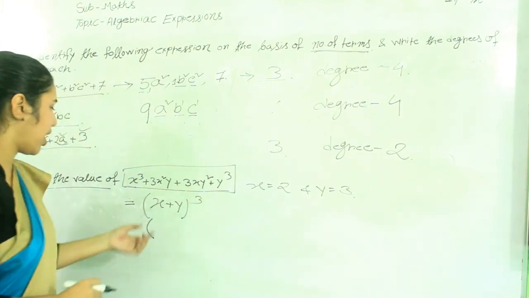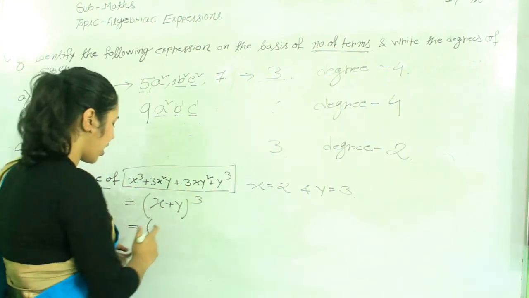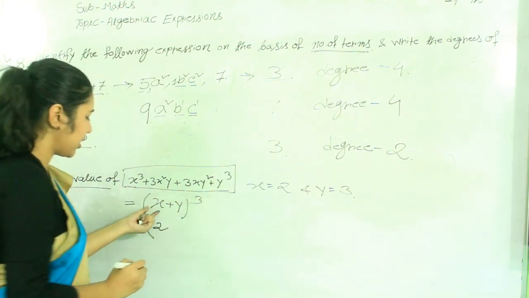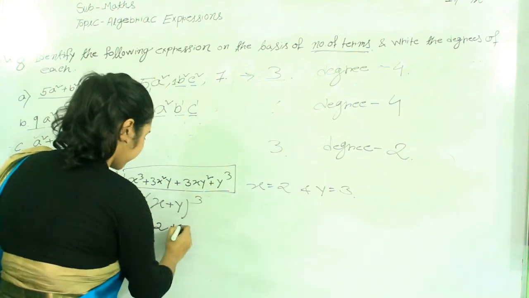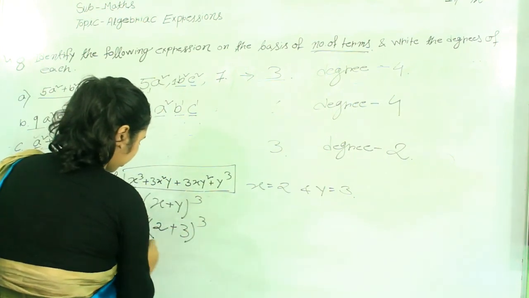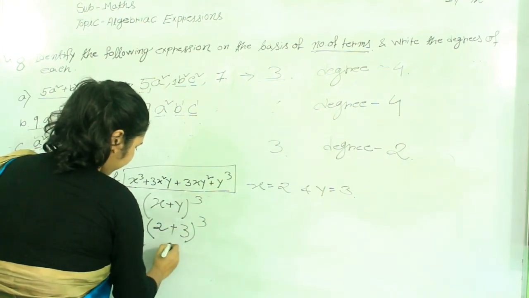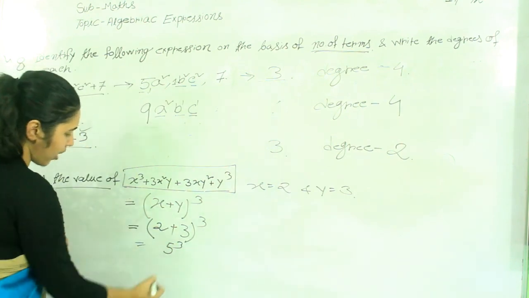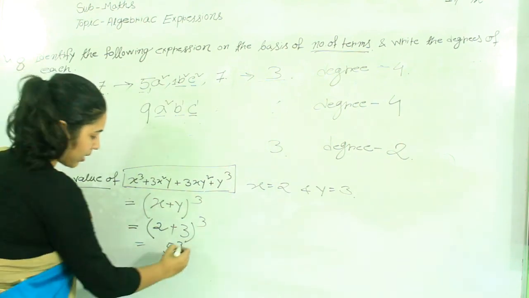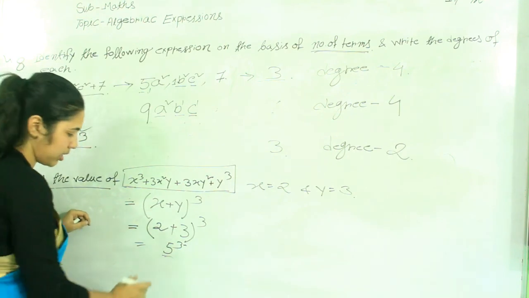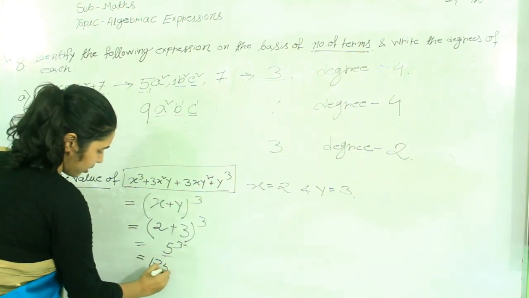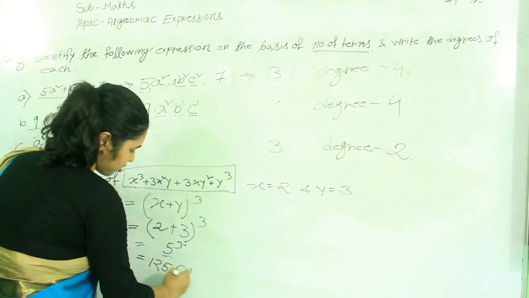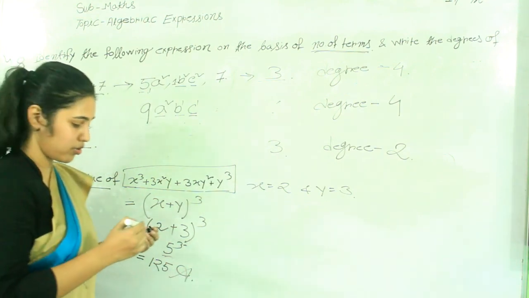Now put the values of x and y. The value of x is 2 plus the value of y is 3. So 2 plus 3 whole cube, 2 plus 3 is 5, cube. Here 5 is the base and 3 is the power or index. Do you know that 5 cube is equal to 125, right? So this is our answer, 125.